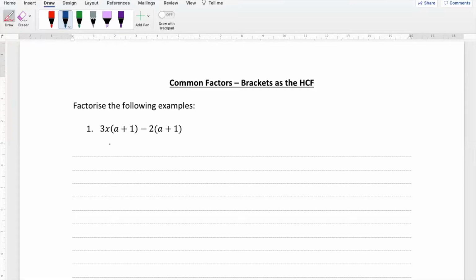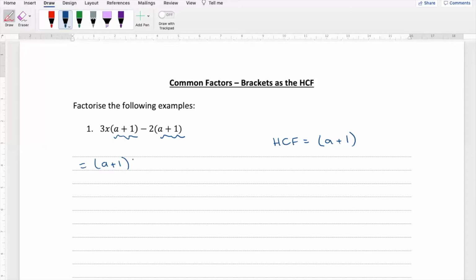Factorize the following examples. 3x times (a + 1) minus 2 times (a + 1). I hope you notice that these two brackets here are identical to each other. So what makes these types of questions unique is that instead of having to find the highest common factor, we can see that it is whatever is in those brackets. Since they are identical, we can take them out as the highest common factor. So let's do that. We take out (a + 1).